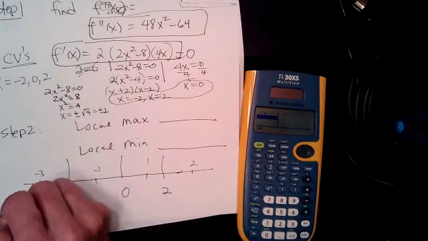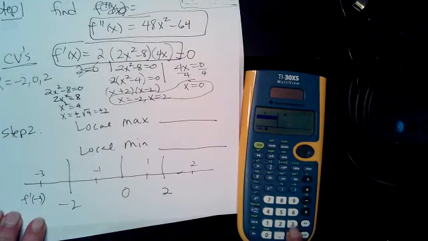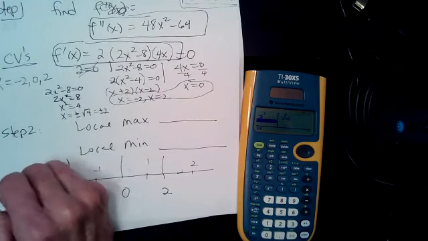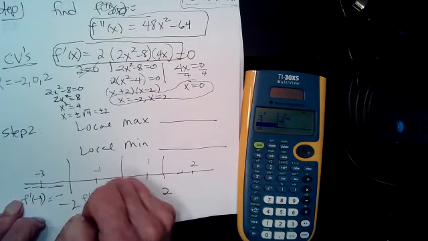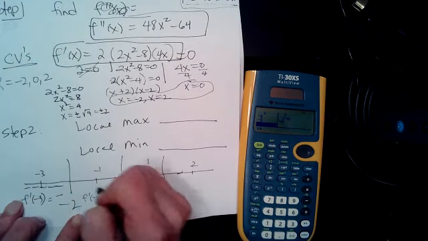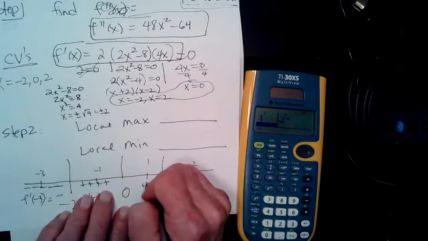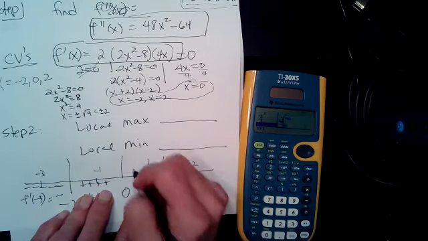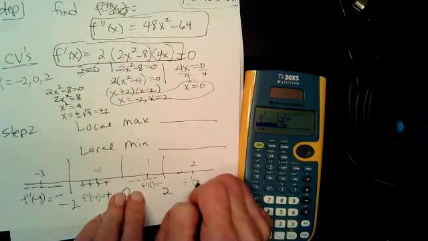So f prime of negative 3, enter, and I get negative. Negative 1, enter. F prime of negative 1 is positive. F prime of 1 is negative, I bet. And F prime of 2.